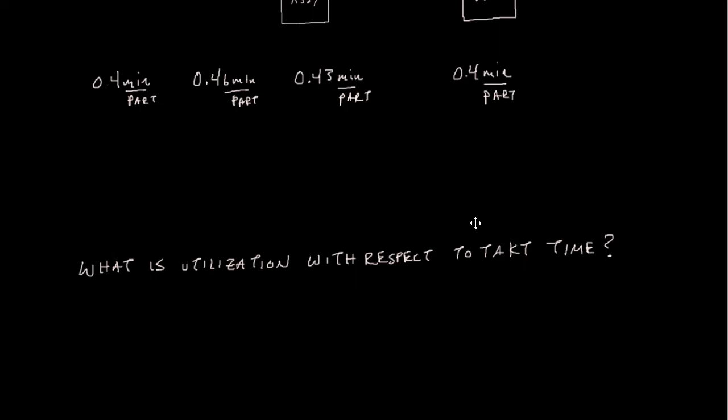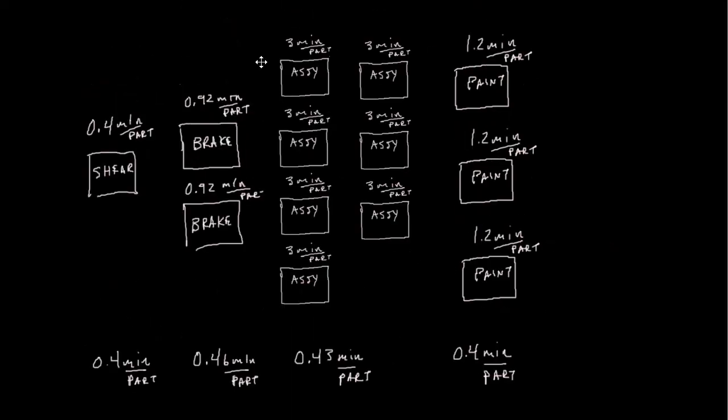What I want to know at this point is how many workers we have now. So let's count them up. I have 1 at the shear, 2 at the brake, 7 at assembly, and 3 at the paint station. So I have 7 plus 3 is 10, 10 plus 2 is 12, 12 plus 1 is 13. So I have 13 workers.